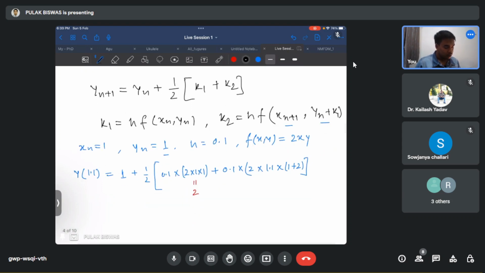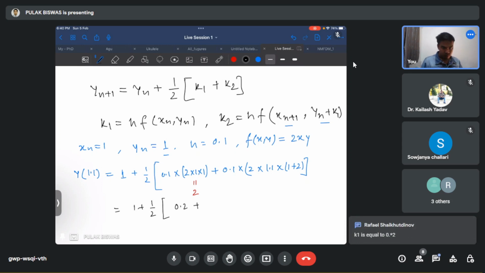So what is its value? If we calculate, you can simplify 1 plus 1 by 2. This one is 0.2 plus this one, how much? 0.1 is 2. Yeah, correct. 0.2.